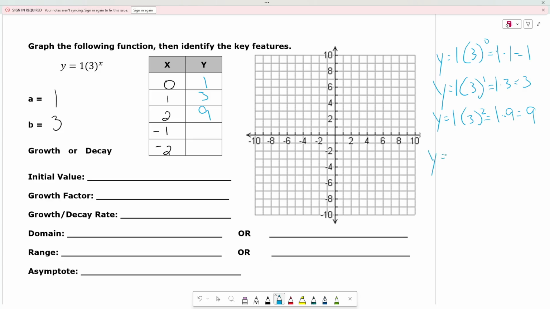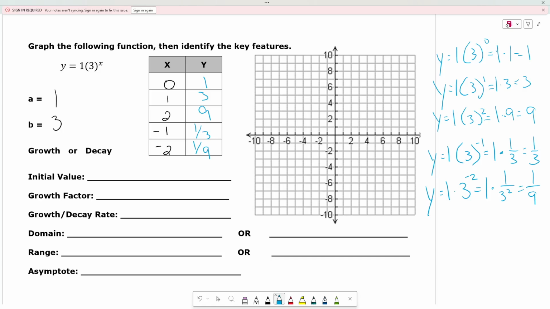Now you've got to remember the rules of negative exponents. This really means to do 1 times 1 over 3 to the power of 1, which is going to be 1/3. And then the last one, 1 times 3 to the power of -2. That would be 1 times 1 over 3 to the second power, which would be 1/9. And you could continue and make your table larger if you needed to.